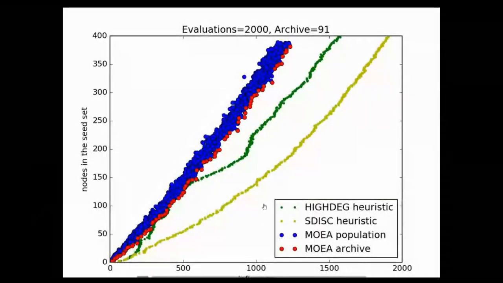And I hope that you are able to see it. So basically, what is this? This is all the candidate solutions in blue, the candidate solutions of the multi-objective algorithm.